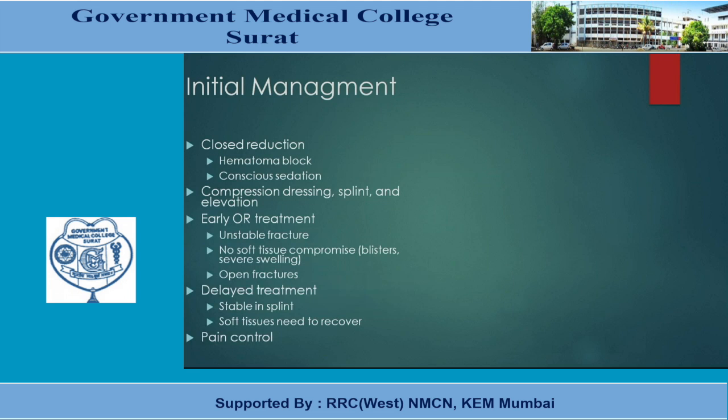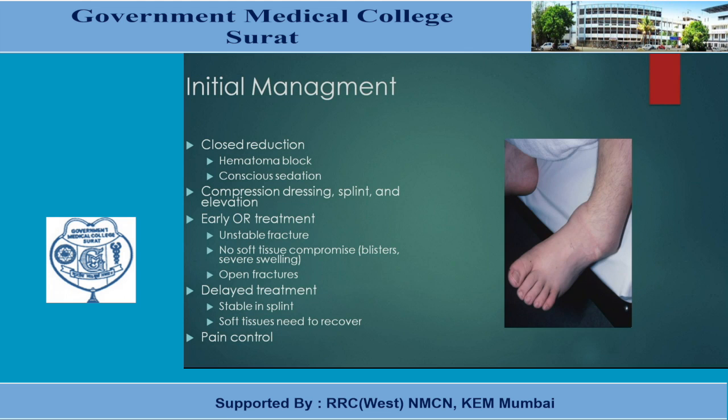So, initial management. If there is an ankle joint fracture with subluxation or dislocation, the first step is closed reduction. Okay. Then compression dressing, splint and elevation. If there is an unstable fracture, you need urgent reduction, open reduction and internal fixation. If there is a stable fracture, you can wait for the swelling to subside and control the pain. This is the ankle joint subluxation with the fracture, so you need to reduce the ankle joint first.